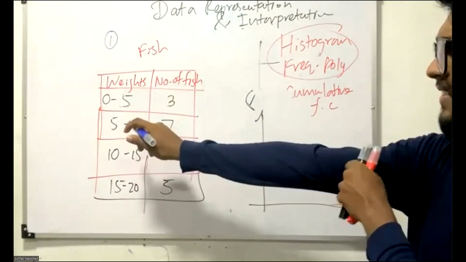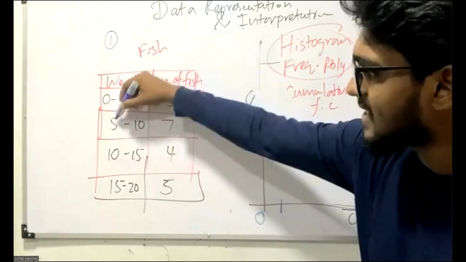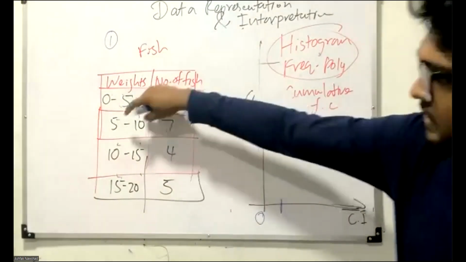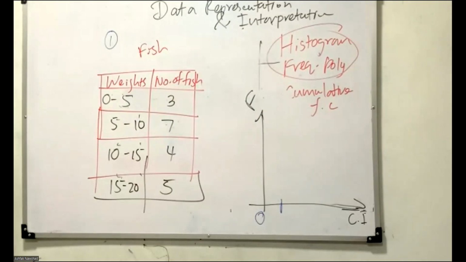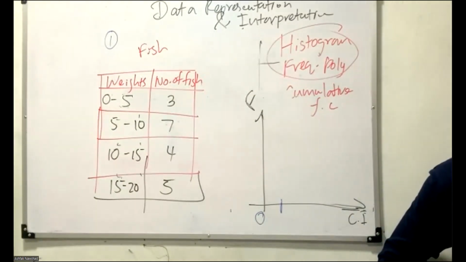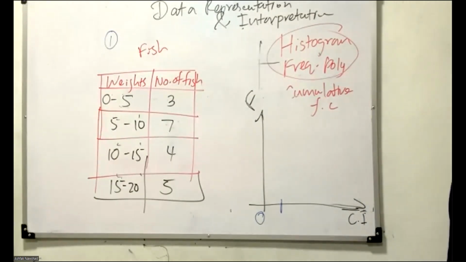So we can mark class intervals. It starts from 0, and see what is the size of a class interval. What is the gap between every class interval? What is the size? How do we get the size of a class interval?